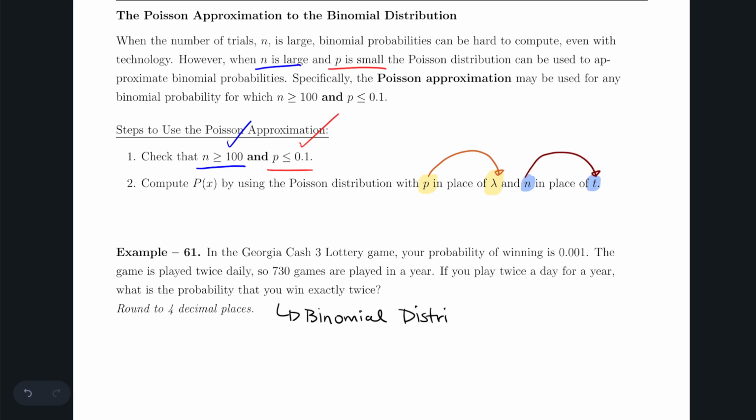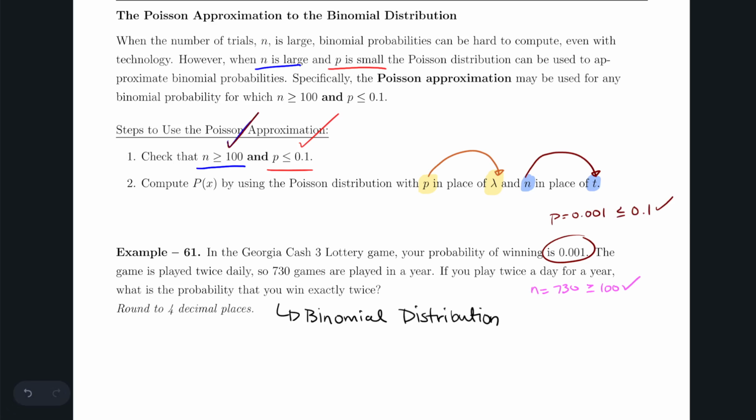However, we notice in this binomial distribution, our number of trials, n, is quite large, 730. And we just saw from the paragraph above that when you're doing a binomial distribution, if the n is large, specifically greater than or equal to 100, which this one is, we might want to consider Poisson if, in addition, the probability of winning is less than 0.1. Well, we've got our probability of winning. The probability of winning is 0.001, which is less than 0.1. So that condition is met.